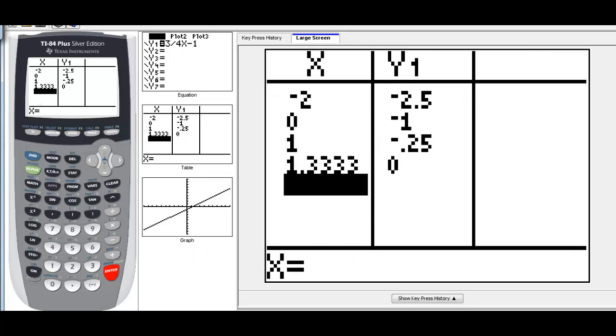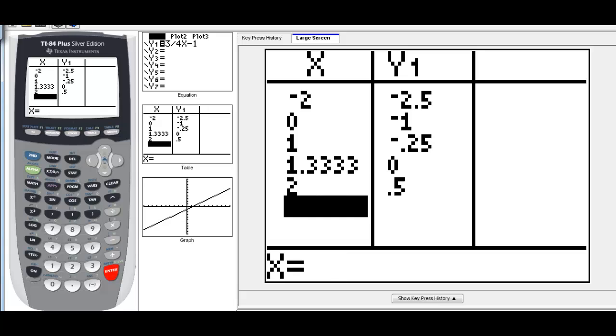Okay, now if you notice here when you type in 4/3, your calculator is going to change that to a decimal, which is 1.3. So that's fine, but when you plug in 4/3, your Y value is 0, and if we type in a +2, we get an answer of 0.5. So from here you could take these points and you can actually plot those to come up with your graph.